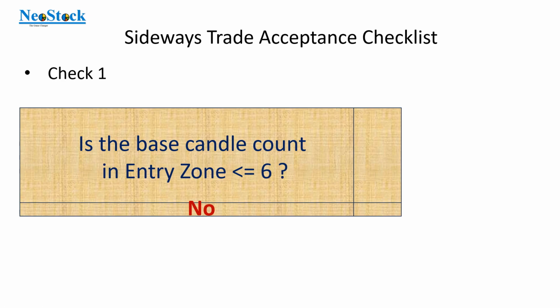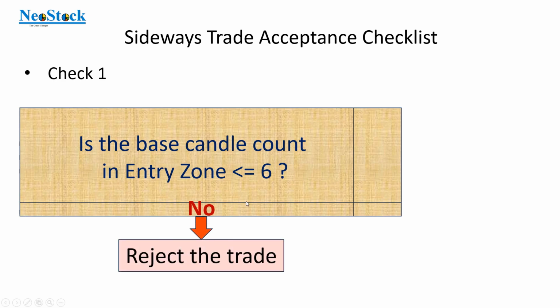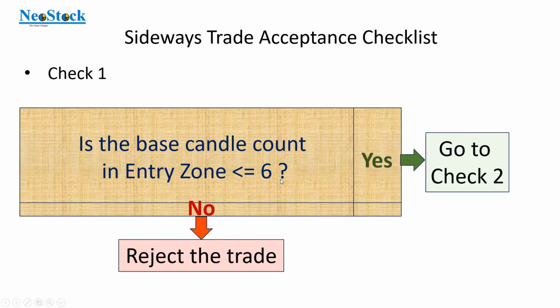Okay, next checklist. And before that, if the base candles are more than 6, reject the trade. Don't accept the trade. If it is less than or equal to 6, then you should go to checklist 2. Otherwise, you can reject here itself. We need not verify the remaining checklist.